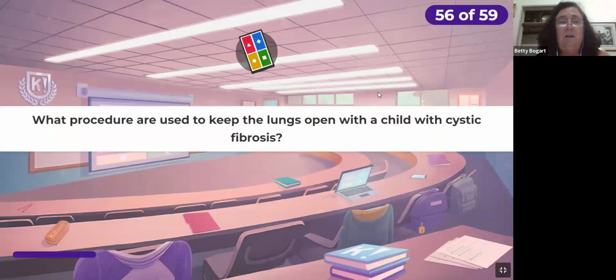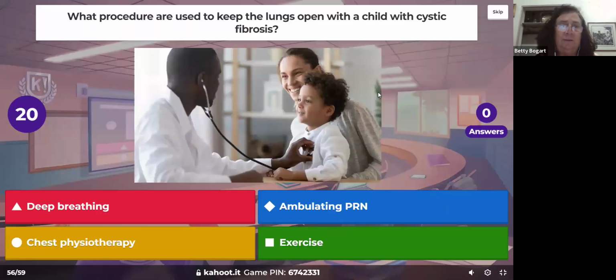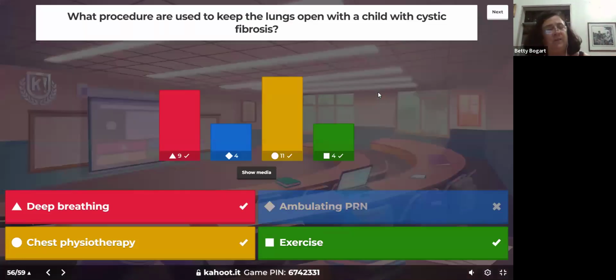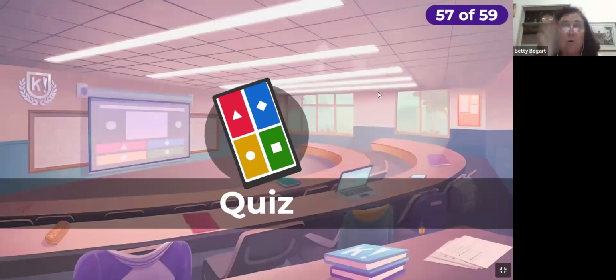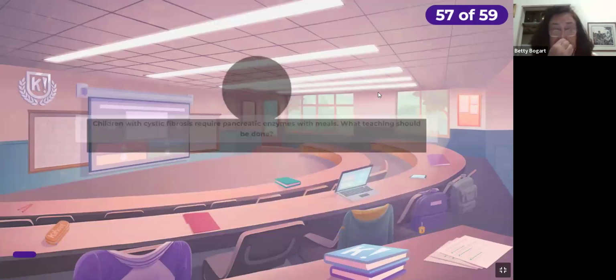What procedures are used to keep the lungs open for a child with cystic fibrosis? I would say aggressive therapy. Have you ever seen those little vests hooked up to a machine that just vibrate? They use them for children and for adults with cystic fibrosis. But it's chest physiotherapy, deep breathing, and again, exercising. You would not say ambulating PRN, you would say every 4 hours, QID, TID, not just whenever they want. More frequent.